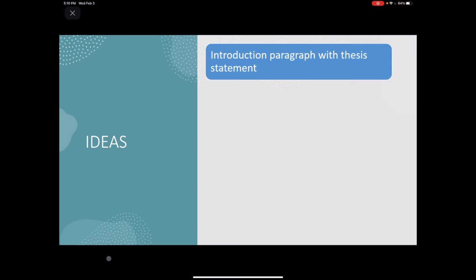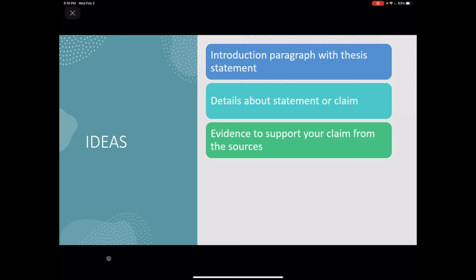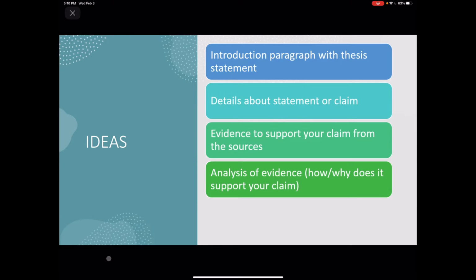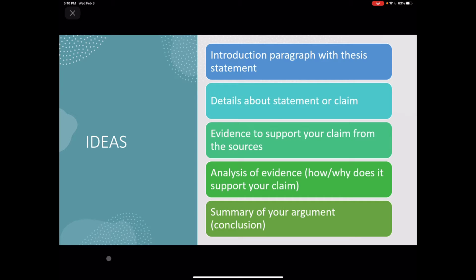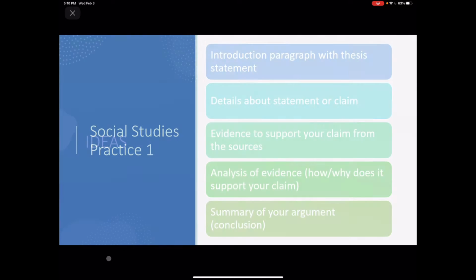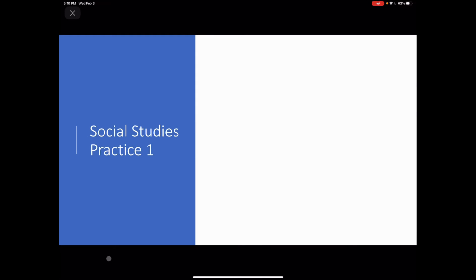Okay, let's take a look at the IDEAS format that you use in ELA. You've been using this for a number of years, so this should be a super quick review. You know it as an introduction paragraph with a thesis statement, details about a statement or claim, evidence to support your claim from the sources, analysis of evidence, the how and why does this support your claim, and the summary of your argument.